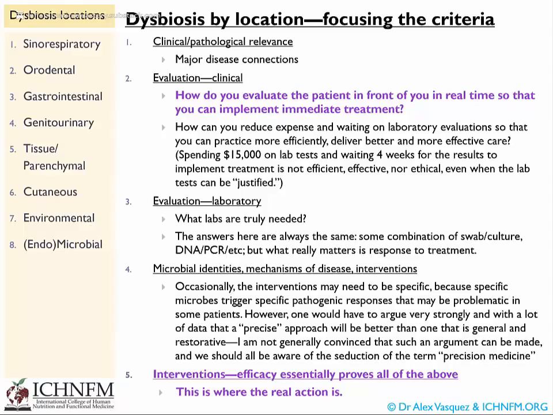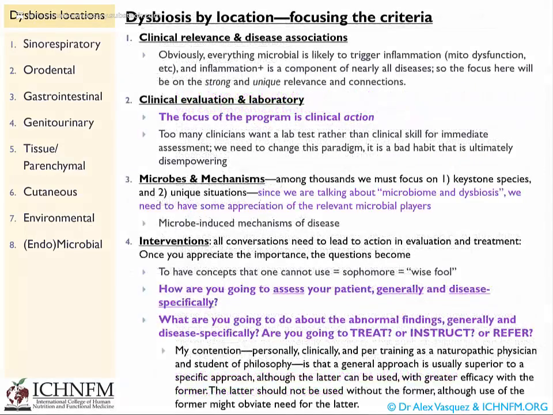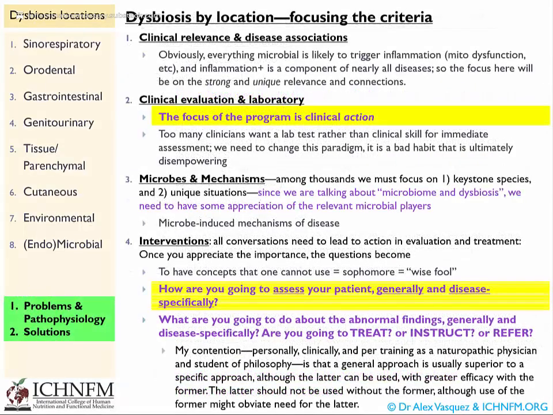Again, the focus is on what we can do in real time for the real patients that we see. We're not trying to be pathologists, we're not trying to be molecular biologists, we're not trying to be microbiologists. We're trying to have an overview that helps us in our clinical practices to address dysfunctions and imbalances in the human microbiome, and especially the inflammatory consequences thereof. So what I want to do in this presentation is focus primarily on problems, a little bit of pathophysiology, and then what are the solutions that we are going to implement in our practices to help our patients.